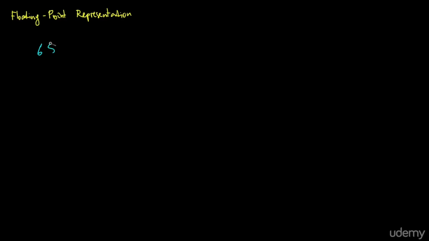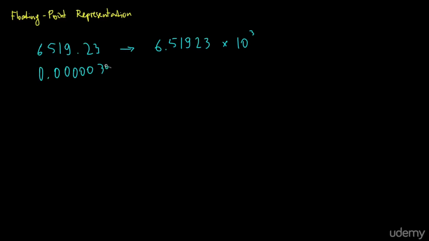So instead of writing 6,519.23, for example, what you would do is write it so that there is only one digit before the dot, so you would have 6.51923 multiplied by 10 to the power of 3 in this case. And similarly, if you had a very small number, let's say 0.00000391, you would change this into 3.91 times 10 to the minus 6. So hopefully the idea is clear, and if you look at, let's say, the calculator that's built into your operating system, you'll see that it has a scientific mode which represents all the numbers in the following format.